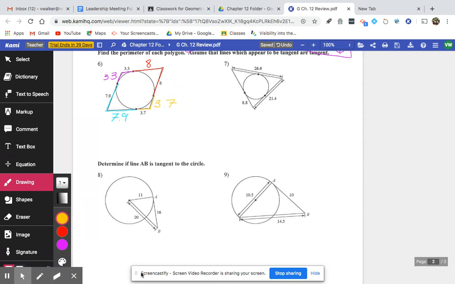We're finding the perimeter, so all we've got to do is just add up everything that we see. So in an effort to save space, instead of listing out all of these, I'm going to say times 2 instead. So 2 times 3.3 plus 2 times 7.9 plus 2 times 3.7 plus 2 times 8. Whenever you add up all of those after multiplying, you'll get 45.8.